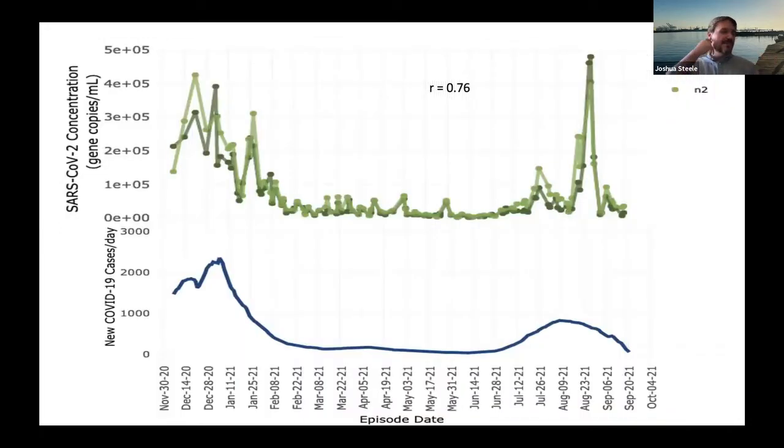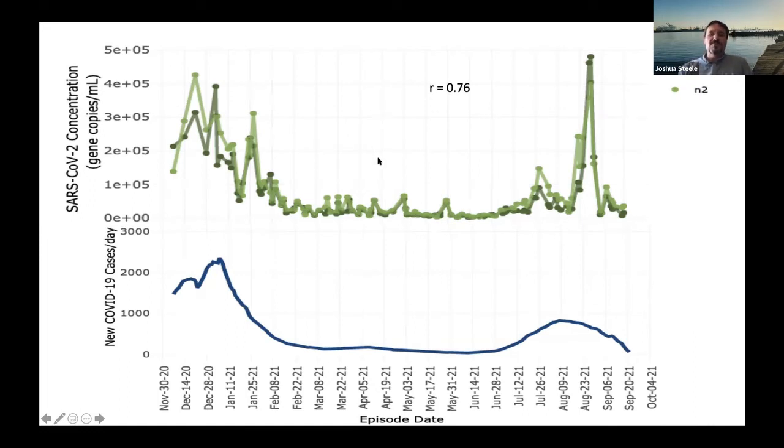Forgive the fuzziness of this one, but this is a different plant, and here these aren't averages. These are the N1 and the N2 plotted on top of each other, and you can see how well they correlate. This is starting in November, and you can see again we have that winter spike we saw in California, and then it went down during the spring and early summer, and then that secondary spike, again, we saw it come up in cases, and we were also able to track it, and it did a reasonable job there with a correlation of 0.76. So we were pretty happy with that.